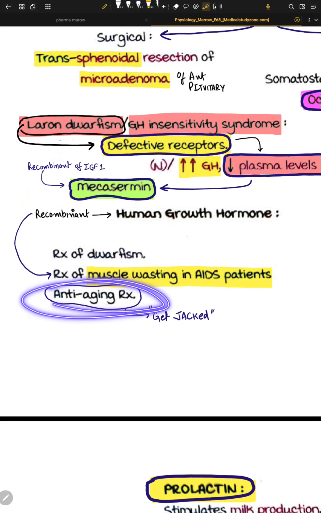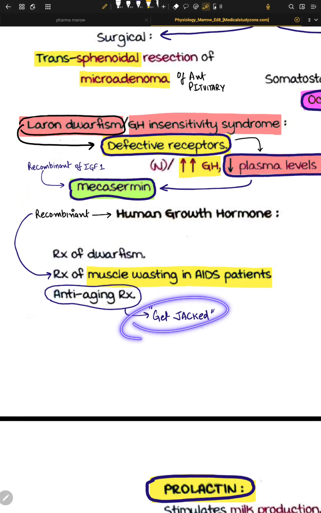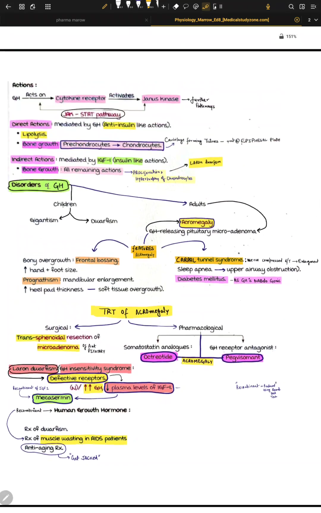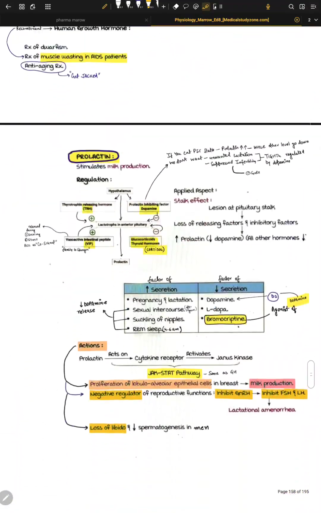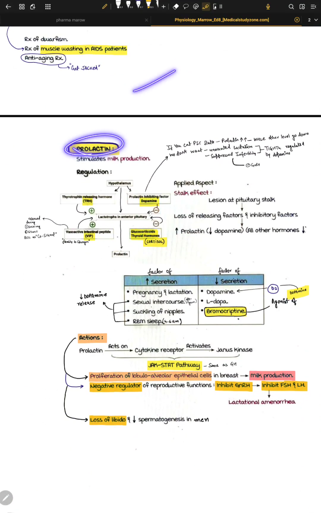And anti-aging, it's new, get jacked, it's just normal information. It's nothing new or nothing like wow. Okay, let's see about prolactin. Prolactin stimulates milk production, of course. Regulation, high C.